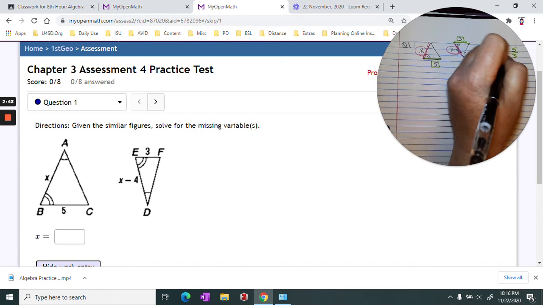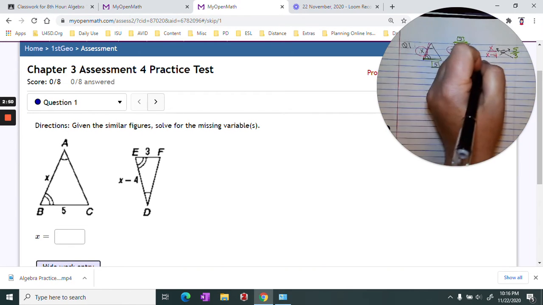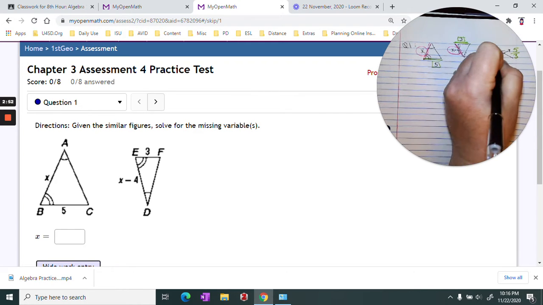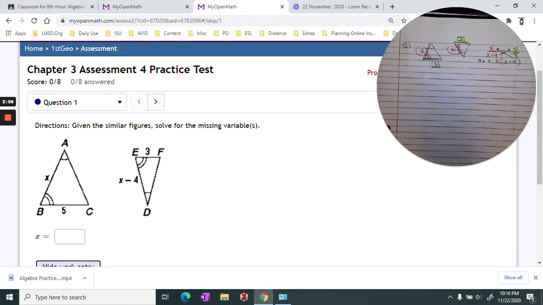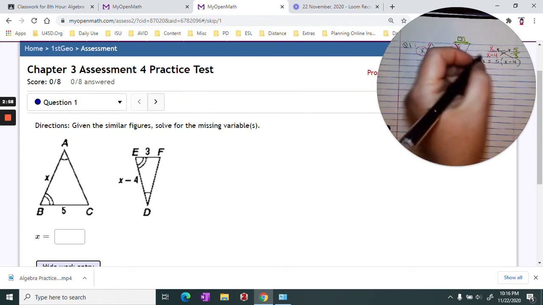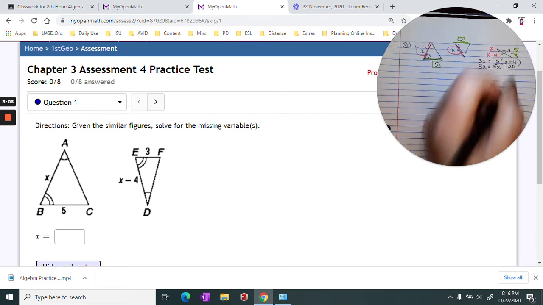So I am going to do 3 times x, and then the quantity x minus 4 times 5. So 3x equals 5 times that quantity, x minus 4. Distribute the 5. 3x equals 5x minus 20.